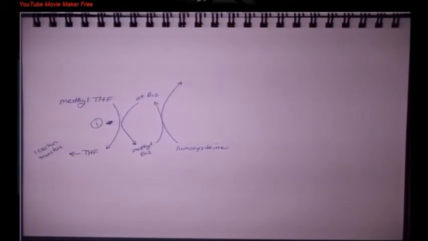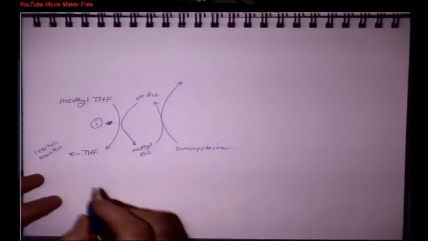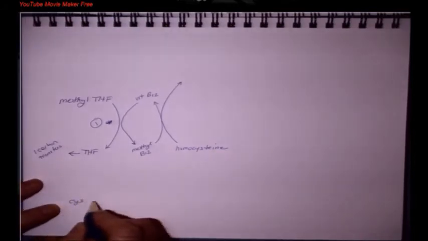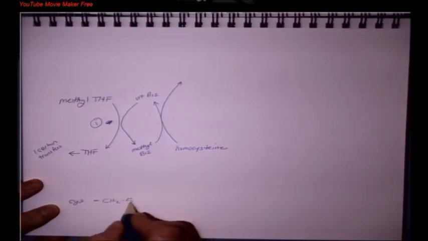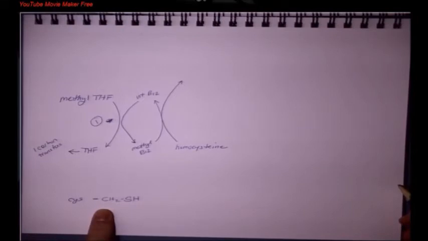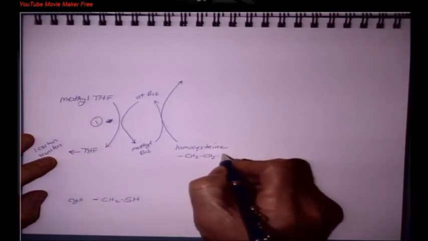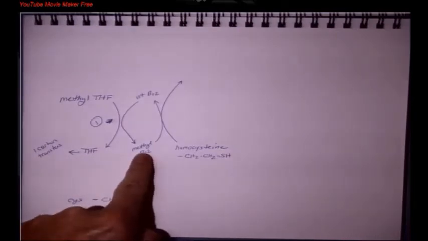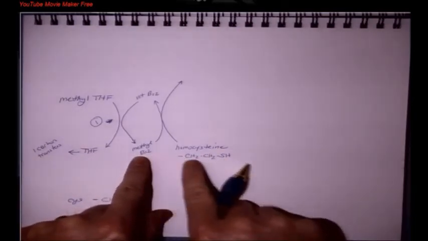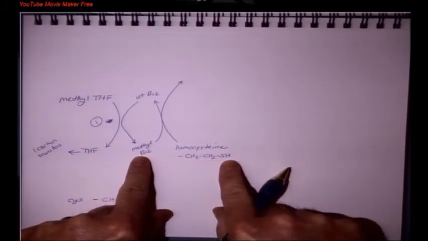We're going to transfer this to homocysteine. Now, remember, the side chain of a cysteine amino acid is this. So here's our side chain of cysteine. Homocysteine has an extra methyl group on that side chain. We're going to take the methyl group from B12 and we're going to add it onto the sulfur group of homocysteine. And what we're going to end up with is this.